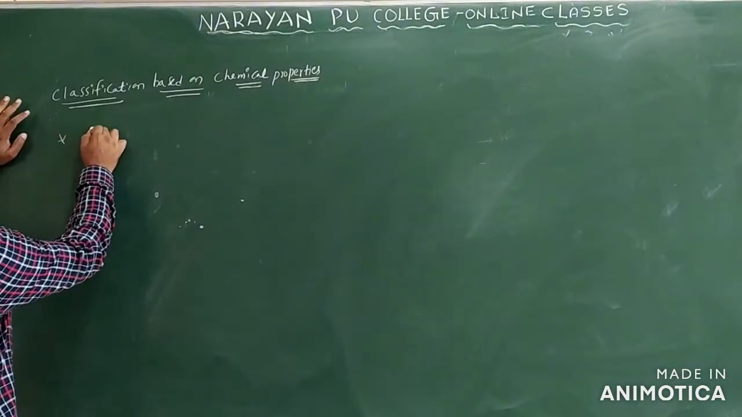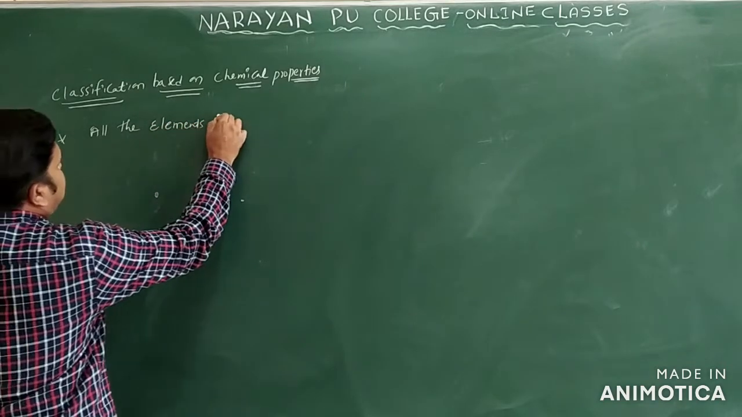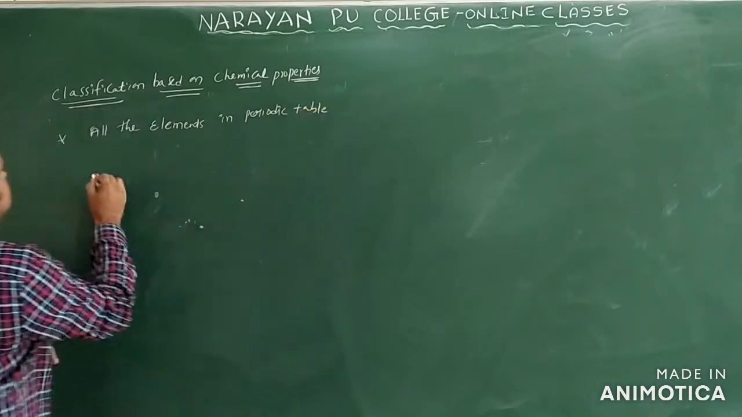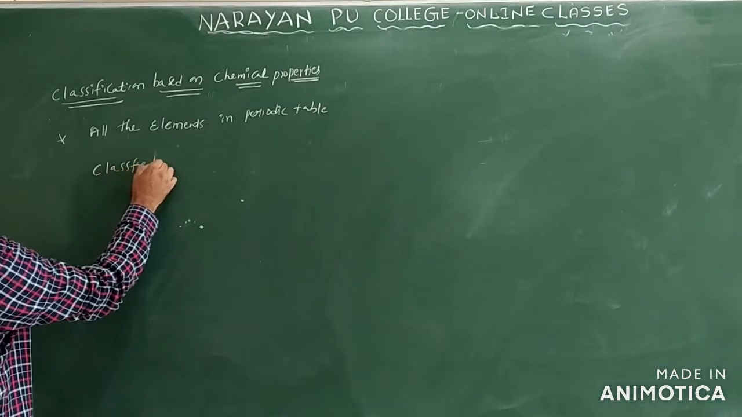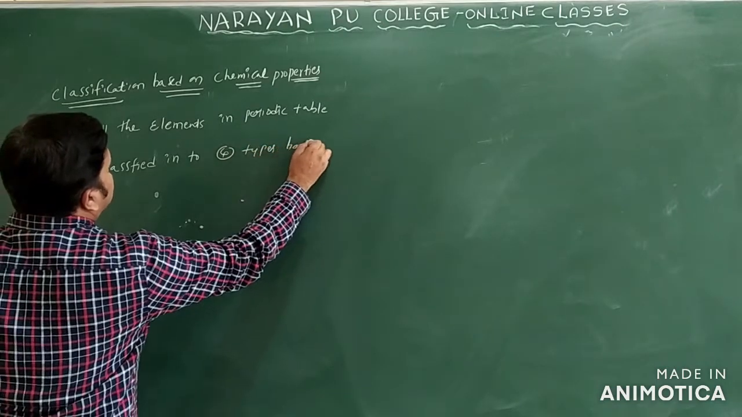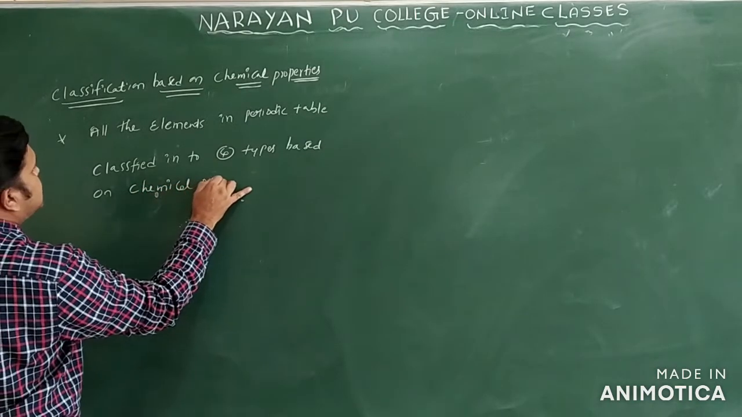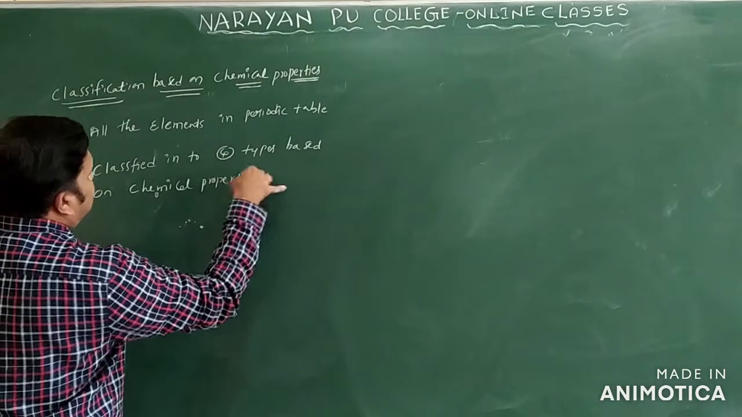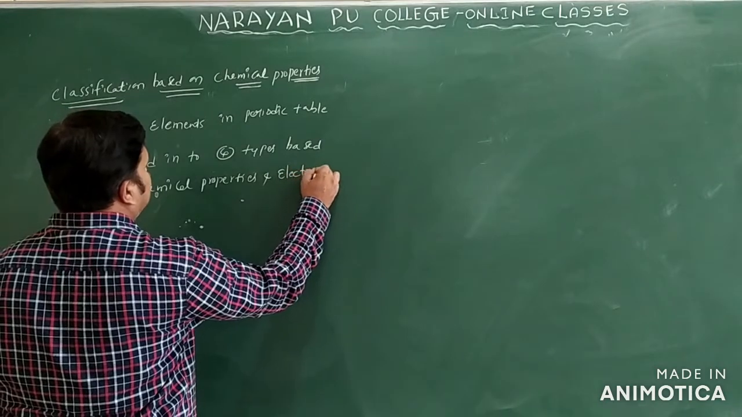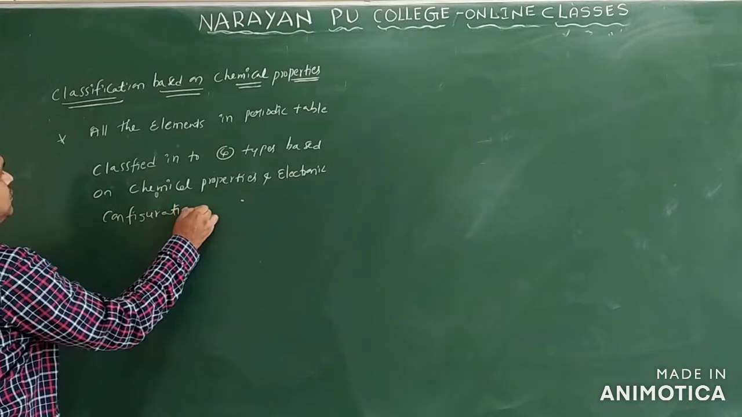Okay, so I'll write here: all the elements in the periodic table are classified into 4 types based on chemical properties and electronic configuration. These are the 4 types you can see.